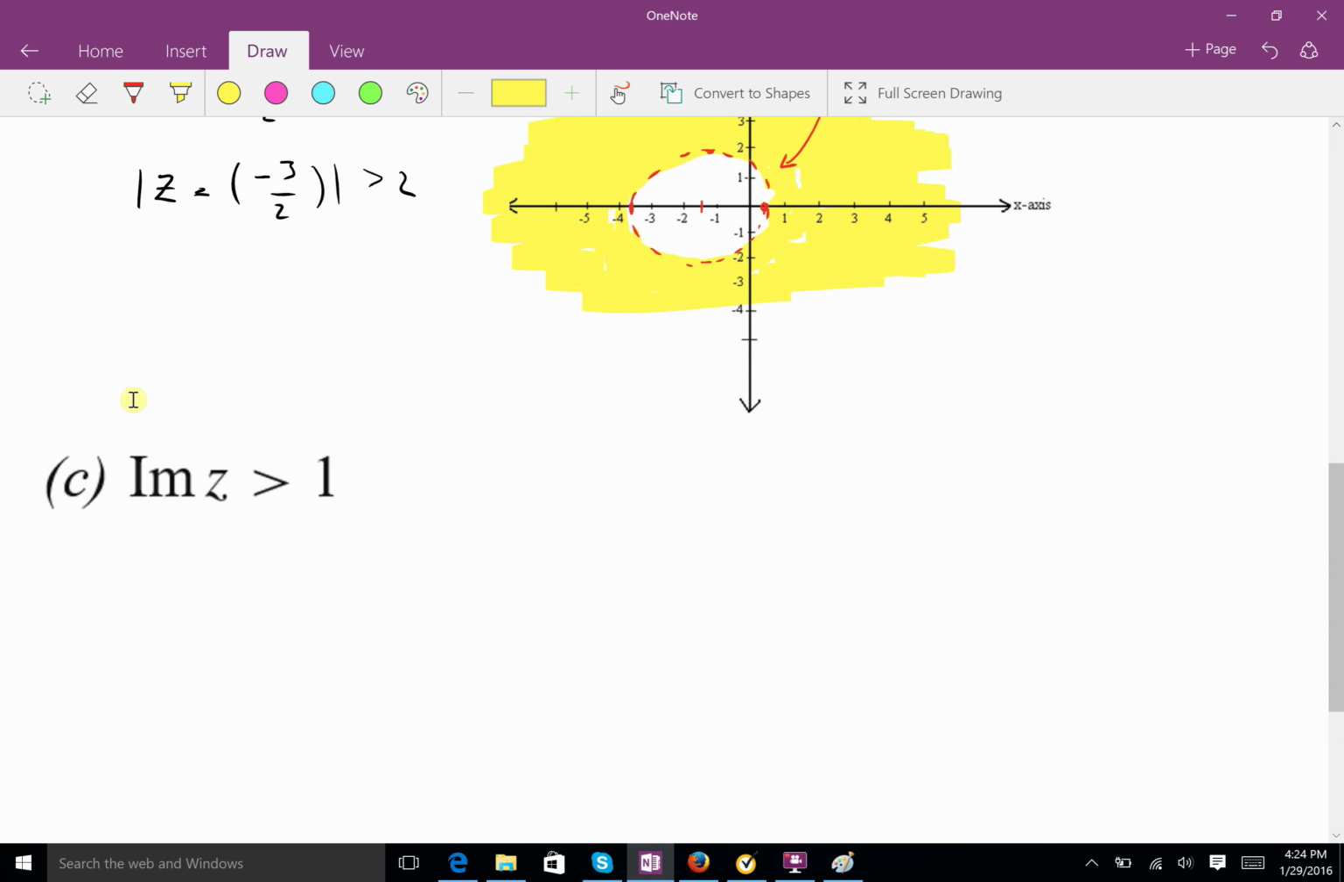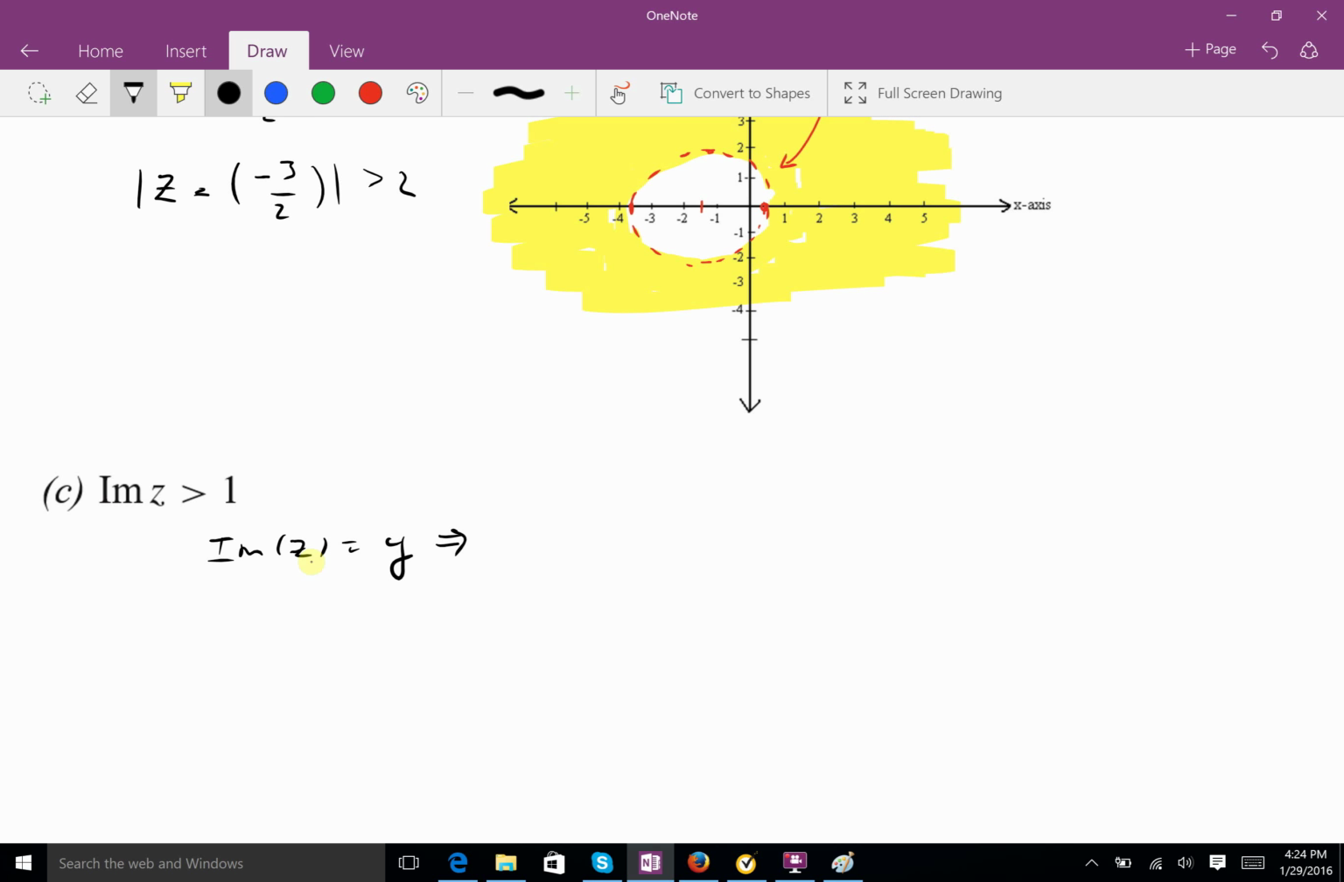Remember what the imaginary part of a complex number is. It's the y component, right? So the way I'm going to think about this is, remember that imaginary z is equal to y, which implies we're going to have y greater than 1. And of course that's easy to draw on a plane, right? I won't bother even making a special sketch for that.